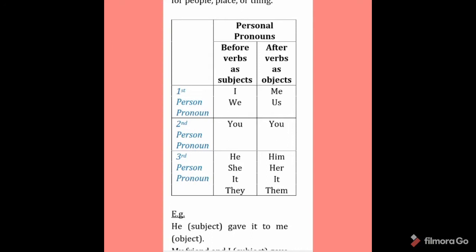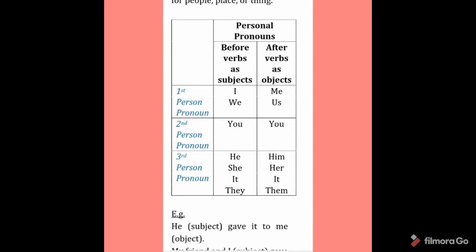Personal pronouns may also be used after verbs, but if they are used after verbs, they will be used as objects. For example, food is eaten by me. Here food becomes subject, eaten is the verb, is the helping verb, and by me, where me is used as an object.